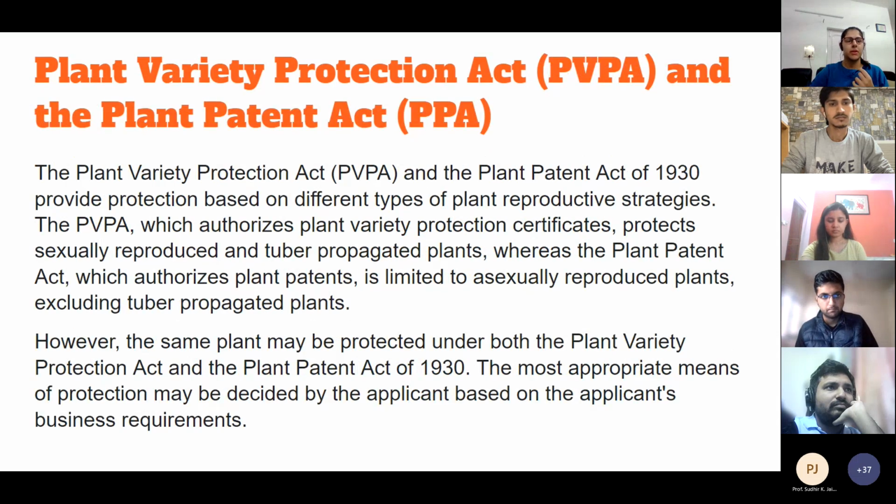Difference between PVPA and PPA. The PVPA and PPA provide protection based on different types of plant reproductive strategies. The PVPA, which authorizes plant variety protection certificates, protects sexually reproduced plants, whereas PPA, which authorizes plant patents, is limited to asexually reproduced plants. However, the same plant may be protected under both PVPA and PPA. The most appropriate means of protection may be decided by the applicant based on the applicant's business requirements.